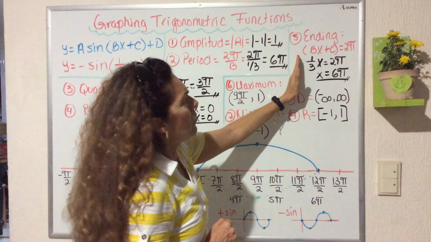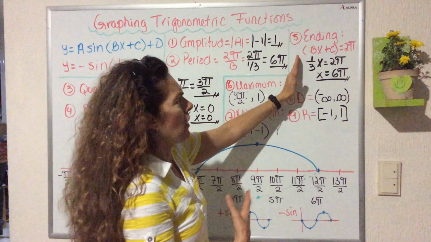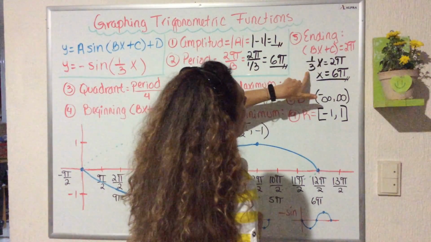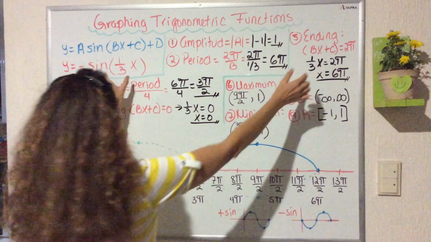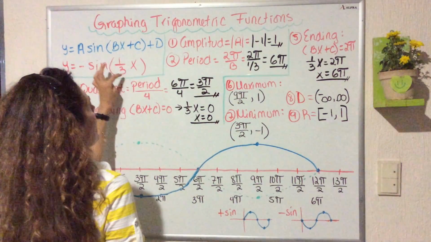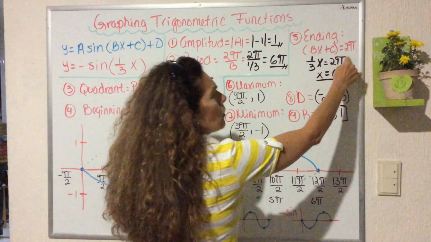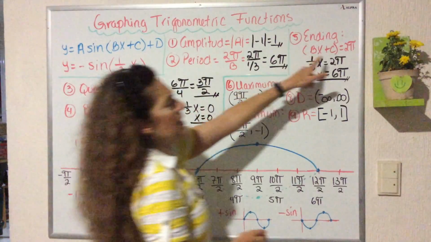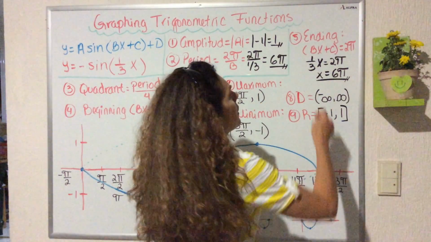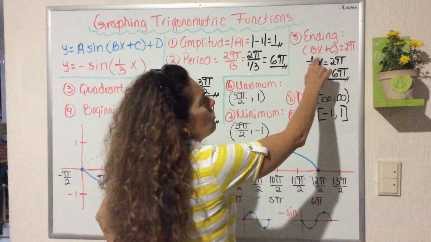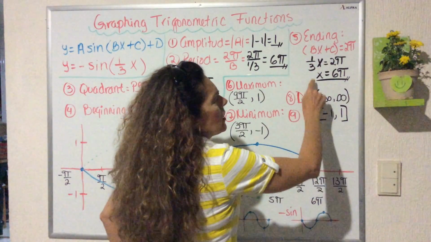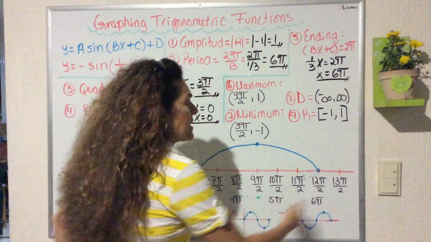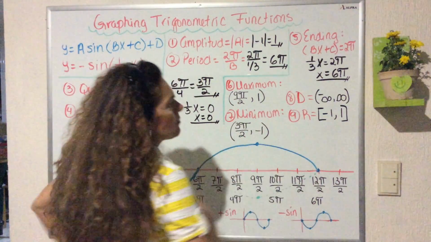And then we go to the ending. This is going to help us to calculate where the cycle of the graph is going to end. We have the same parentheses, but remember we don't have the c, so 1/3 x equals 2 pi. Remember that always in the beginning you equalize to 0, and in the ending you equalize to 2 pi, okay? So 1/3 x equals 2 pi. When we solve for x, we get x equals 6 pi. And yes, look, we are ending at 6 pi.